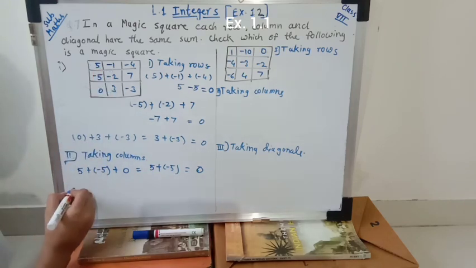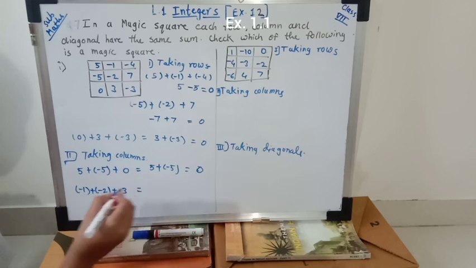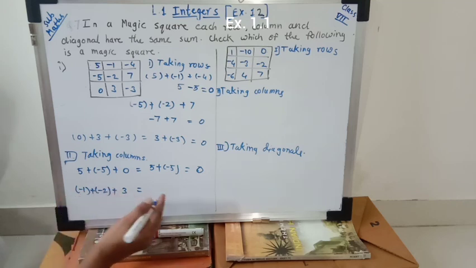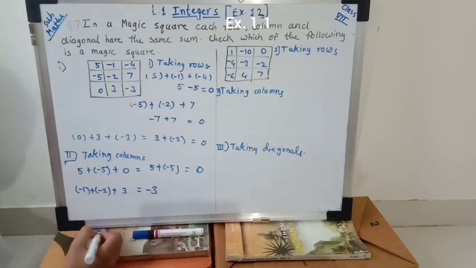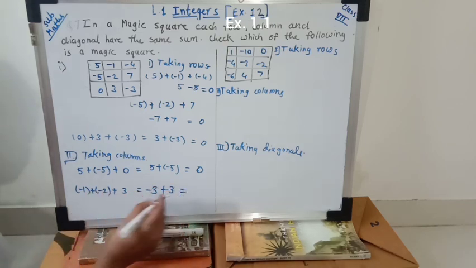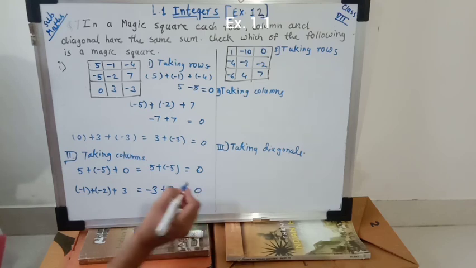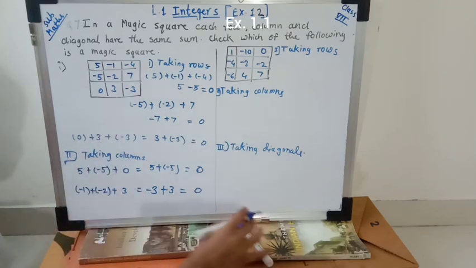Let's take the second column. Here the second column is minus 1 plus minus 2 plus 3. Let's do the addition of the first negative numbers. 1 plus 2 is equal to 3. Give the sign of the bigger number. 2 is the bigger number, so I am giving the sign of that number and adding 3 to it. Both the numbers are with different signs, so minus and plus is equal to minus. 3 minus 3 is 0. So the addition of the second column is also 0. Let's do the addition of the third column.